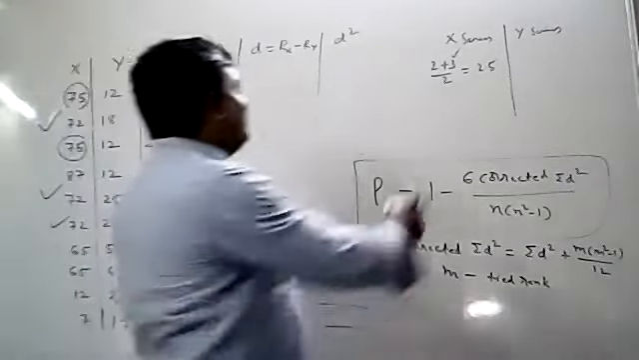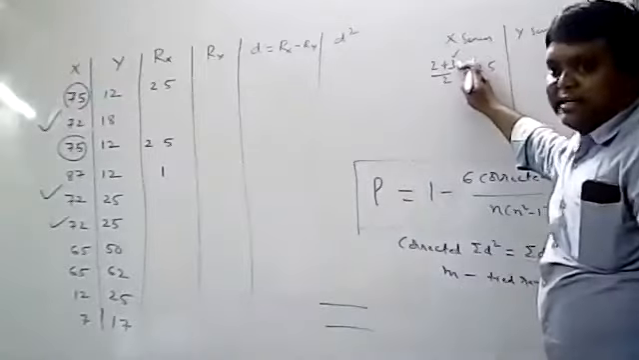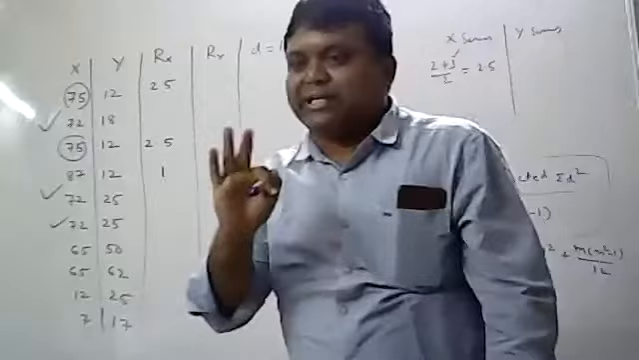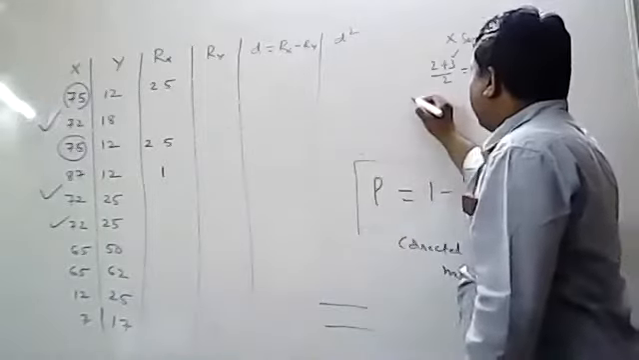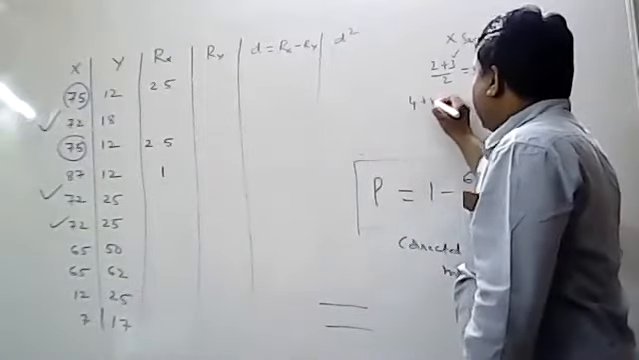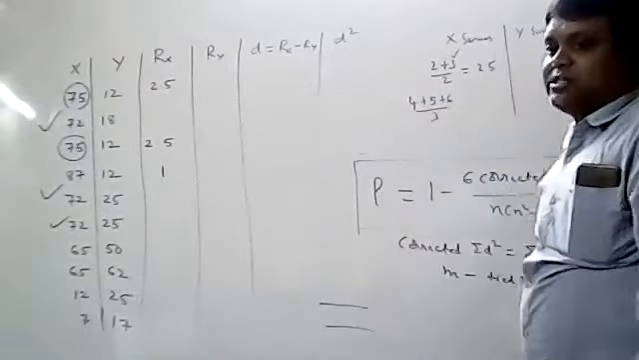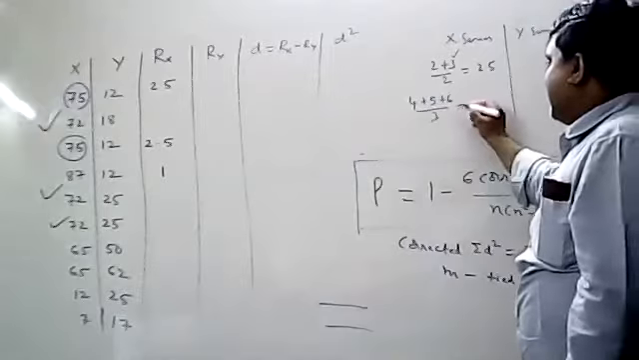So which rank do I have to assign? 3 ranks are finished. Now I have to assign the 4th rank. For the 4th rank, there is a tie for how many values? 3 values there is a tie. So take the arithmetic mean. What is that? 4 plus 5 plus 6 by 3, because 3 values tie.